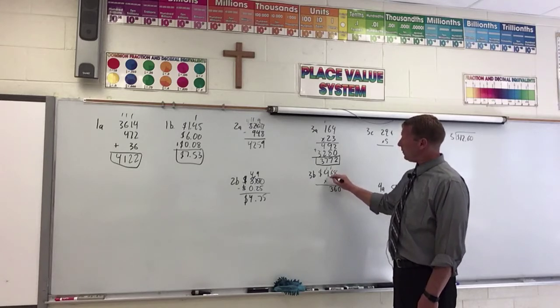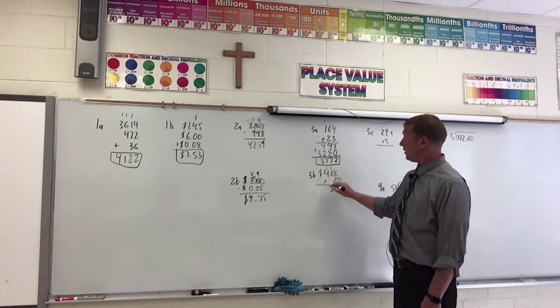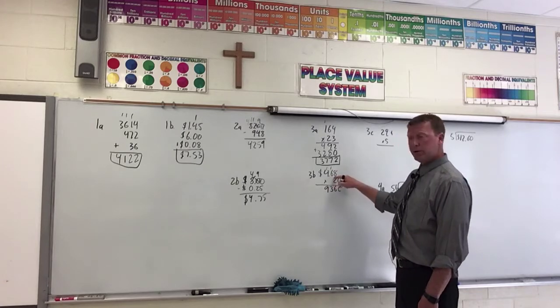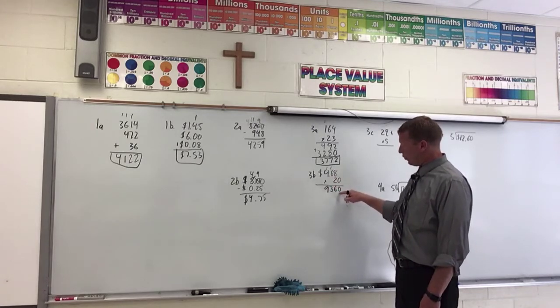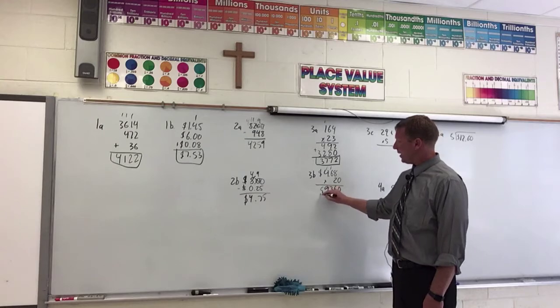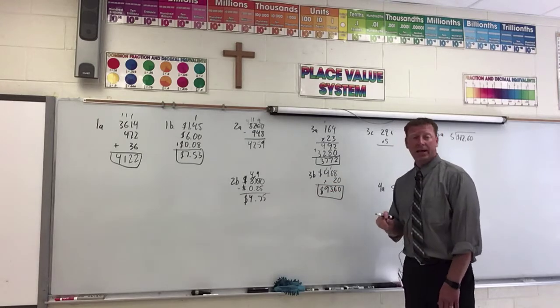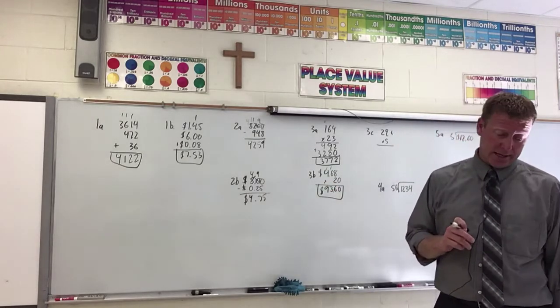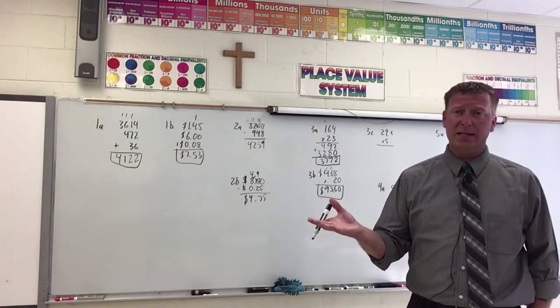2 times 4 is 8, plus 1 is 9. 2 decimal places from the back, 1, 2 decimal places, and I have an answer of $93.60.